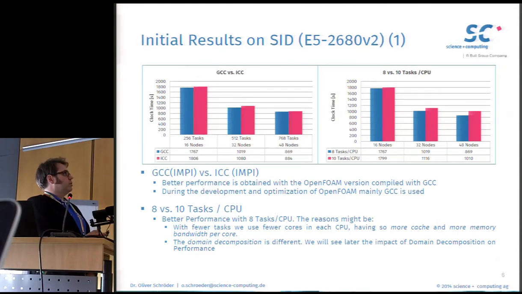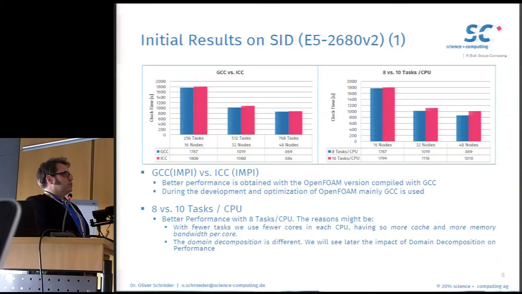So lower is better. Consistently, the GNU results are a bit better than the Intel results, though we use the same Intel MPI in both cases. Mainly this has to do with the fact that OpenFOAM development usually employs GCC. Maybe they have some tunings in there. We didn't investigate this any further. We just stuck with GNU C from here on.